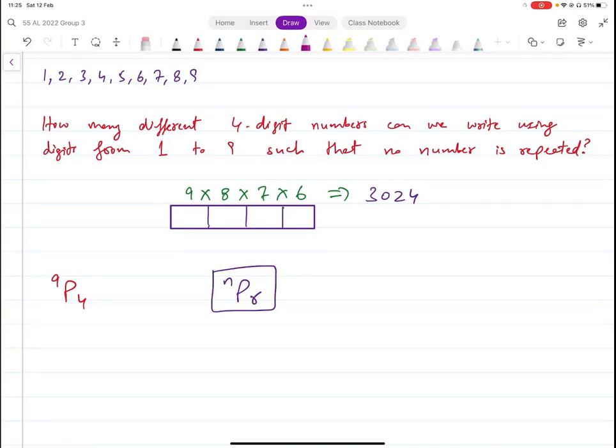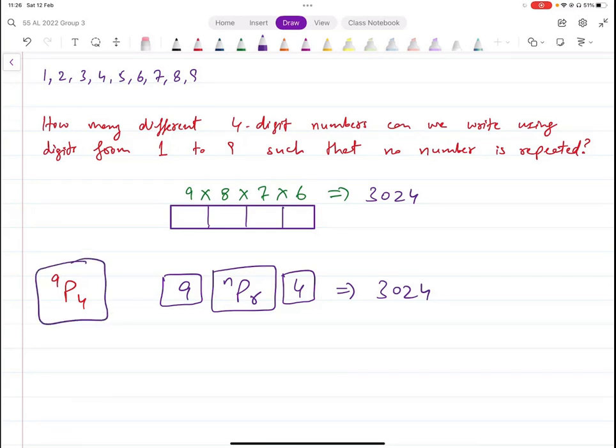So what you do is you press 9, and then nPr, and then you press 4. Evaluate this and see what you get. That's 3024. So we're getting the same result by just evaluating 9P4.